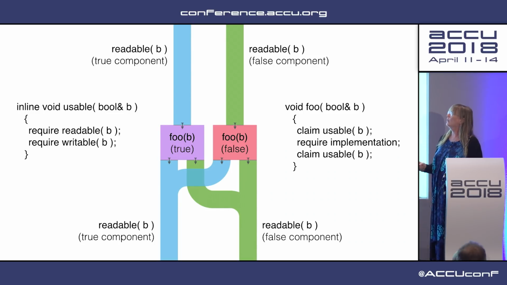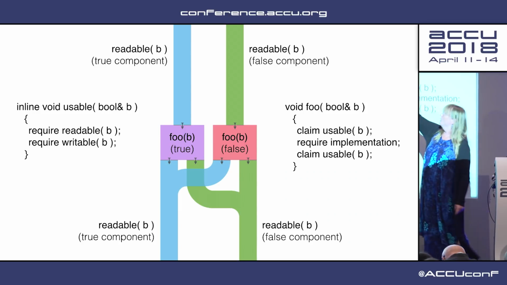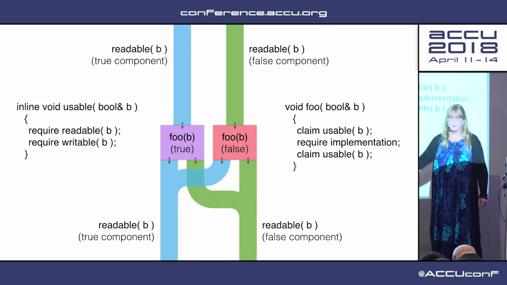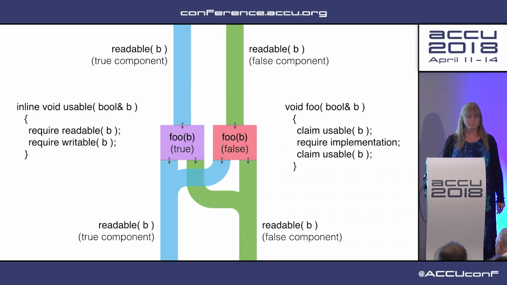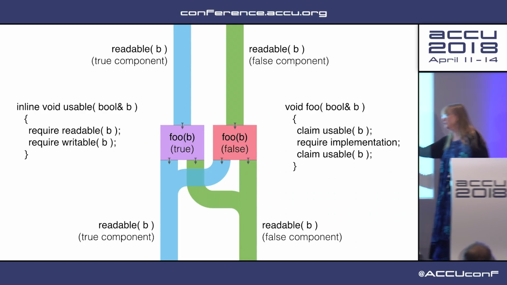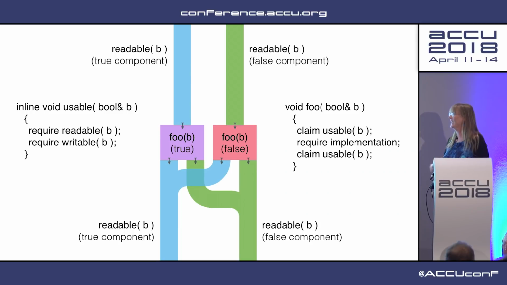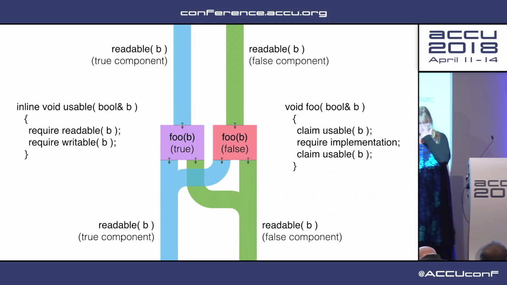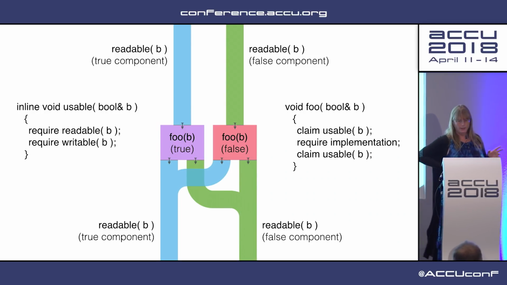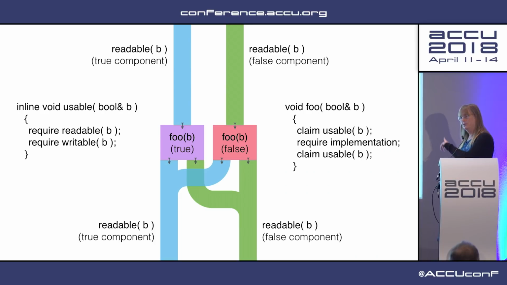then somehow we have to be able to get from the true component over to the false component during the execution of foo. And we have to be able to get from the false component over to the true component during the execution of foo. So here we're a little bit more tangled. And the tangling has to do with writability.